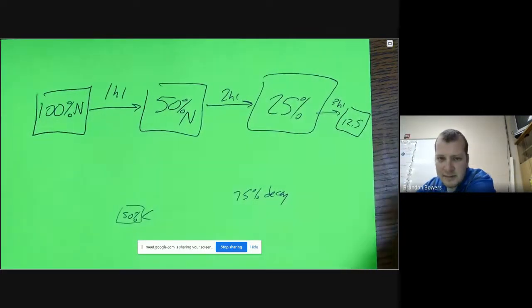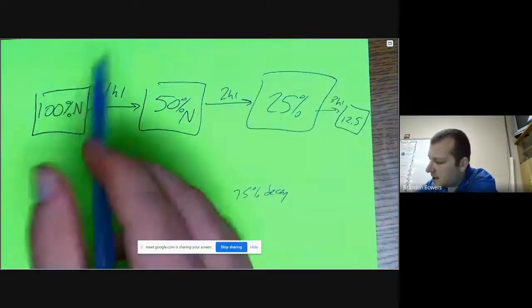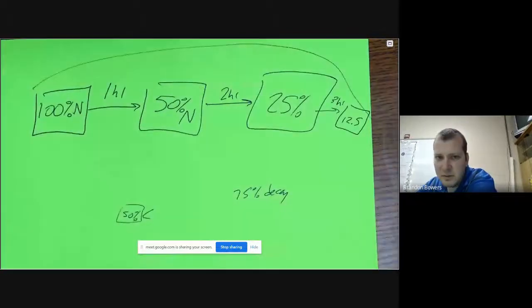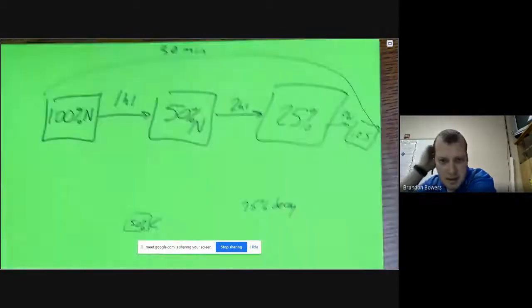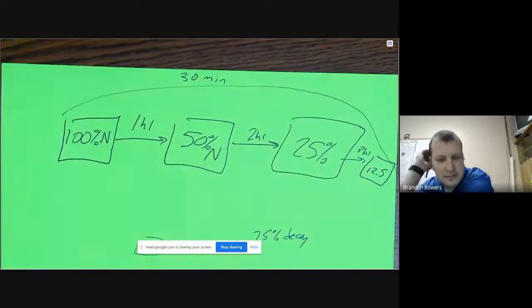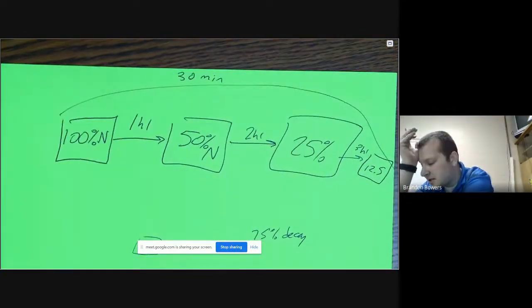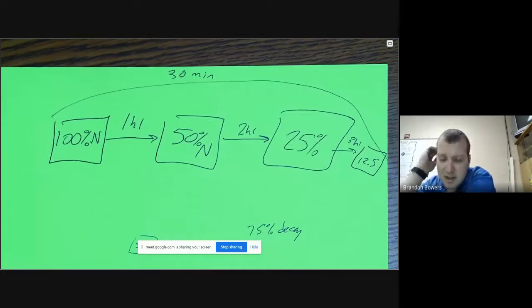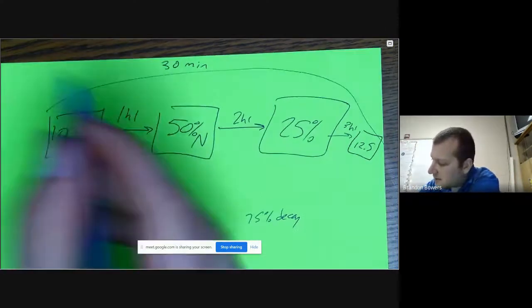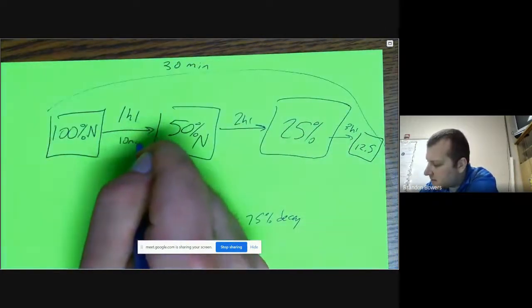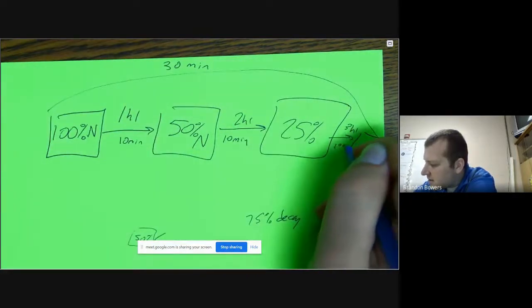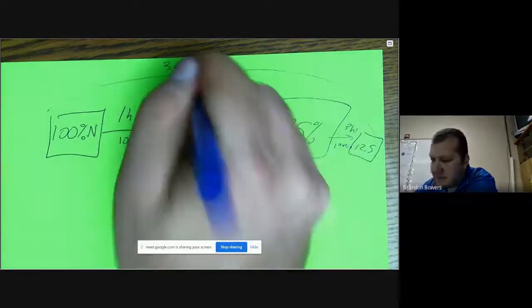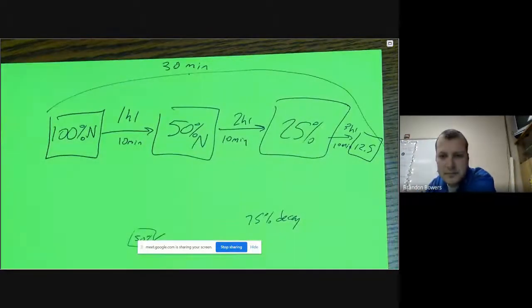So a question I have for you is, let's say the entire thing, from 100% to the 12.5, lasted 30 minutes. How long is each half-life? Now, if you need to pause the video, you can pause the video. But the answer is 10, because this one would last 10 minutes. This one would last 10 minutes. This one would last 10 minutes. So 10 plus 10 plus 10 equals 30.